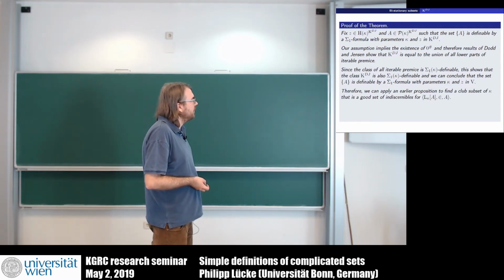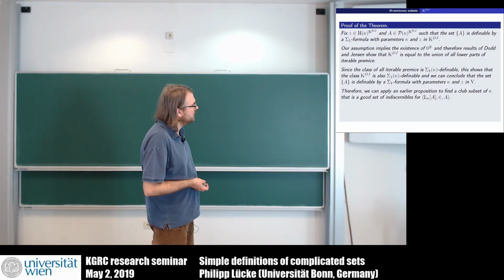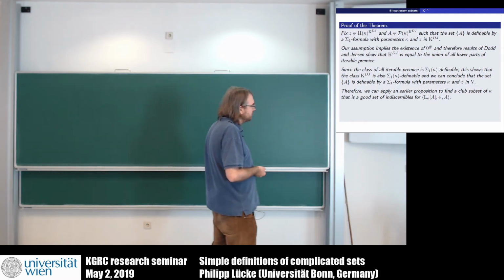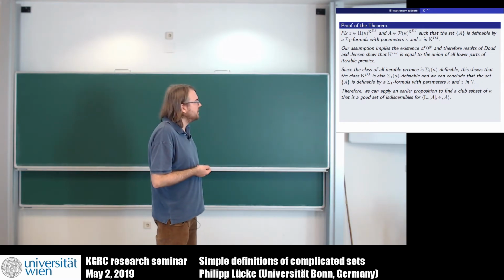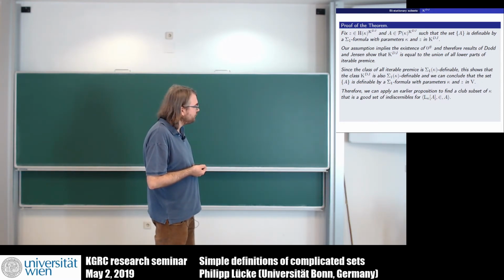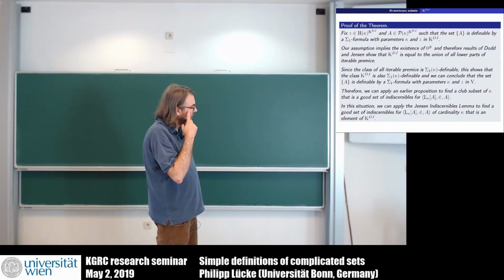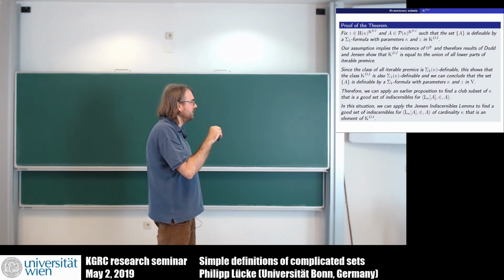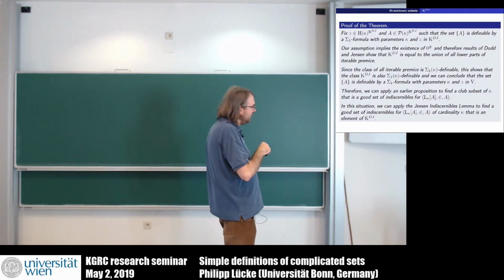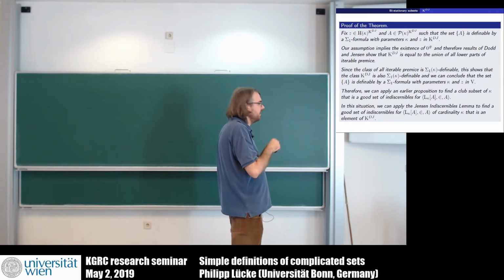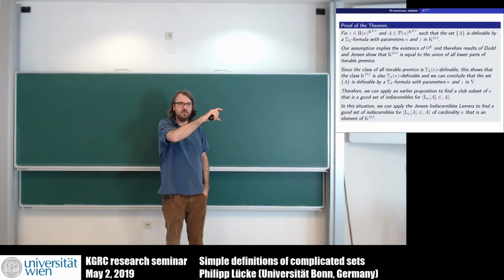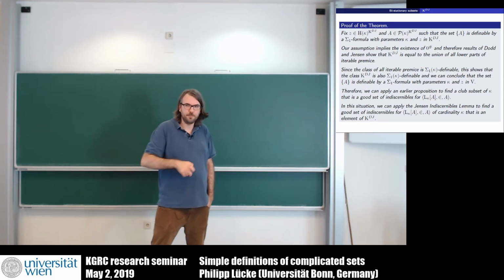Okay, but now we had this lemma that for sigma 1 definable singletons, we have good sets of indiscernibles. So we actually have a club of indiscernibles. So we get this club in V. But now there's a result of Jensen called the Jensen indiscernible lemma. And this tells us that we can find a set of good indiscernibles of size kappa in the core model. So if we have it in V, there's such a set in the core model.